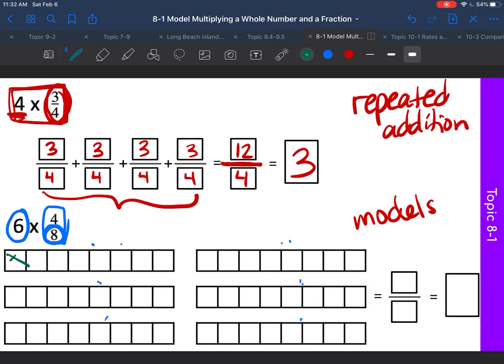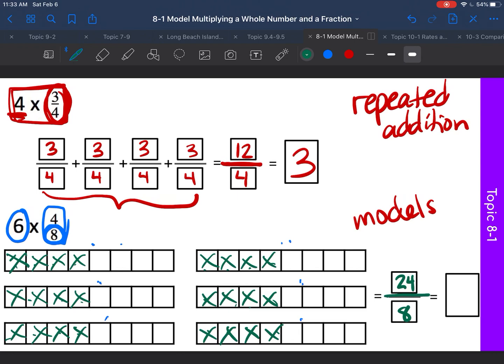So 4/8, I can shade in 4/8 in this whole. That's 1. That's 2. That's 3. That's 4. That's 5 wholes. And then this is our last time we're adding 4/8. So now what I want to do is just count all the 8ths. So we have 1, 2, 3, 4, 5, 6, 7, 8, 9, 10, 11, 12, 13, 14, 15, 16, 17, 18, 19, 20, 21, 22, 23, 24. 24 eighths I just counted.